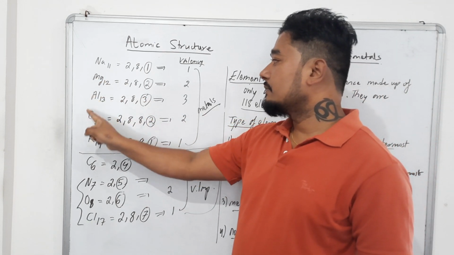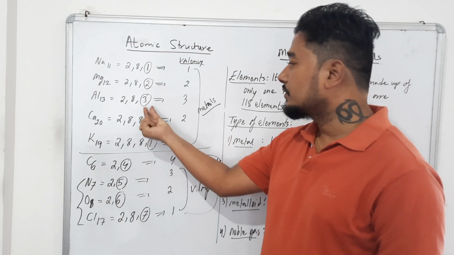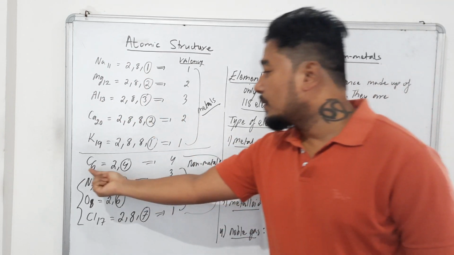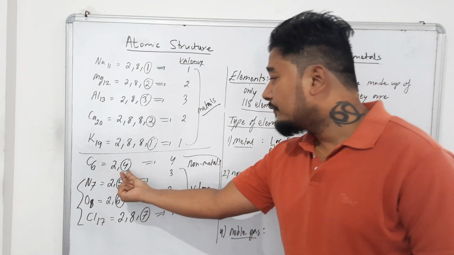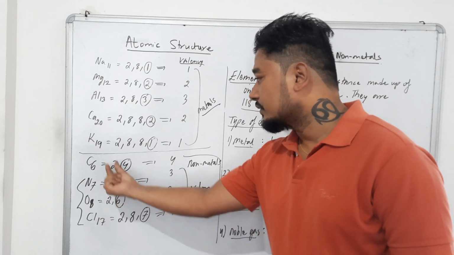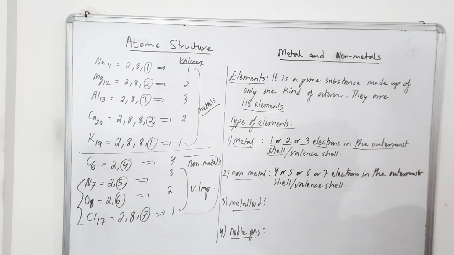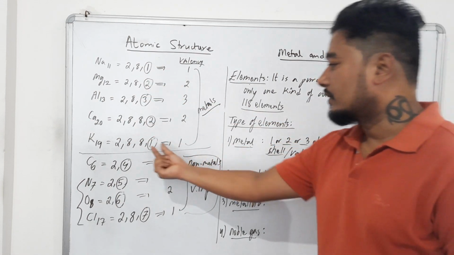So from here I can isolate this way, students. Sodium, magnesium, aluminum, calcium, potassium are the examples of metal. Why? Because they have 1, 2, 3 electrons in the outermost shell. Whereas carbon, nitrogen, oxygen and chlorine have 4 or 5 or 6 or 7 electrons in the outermost shell, so we can refer to them as non-metals. Examples of metals are here, examples of non-metals are here.